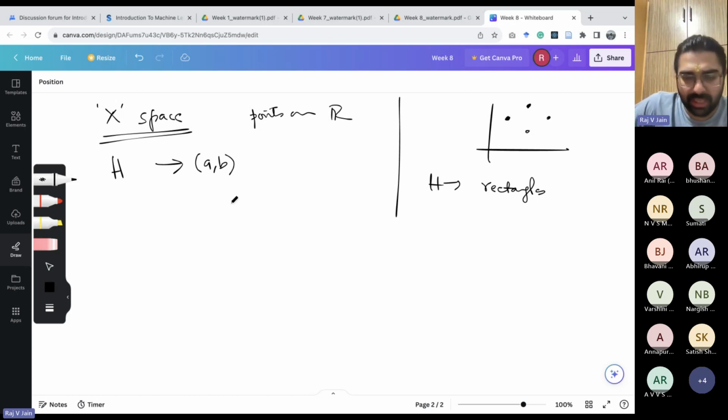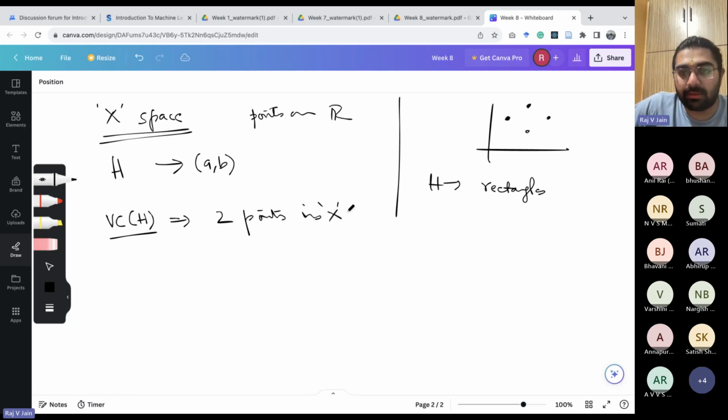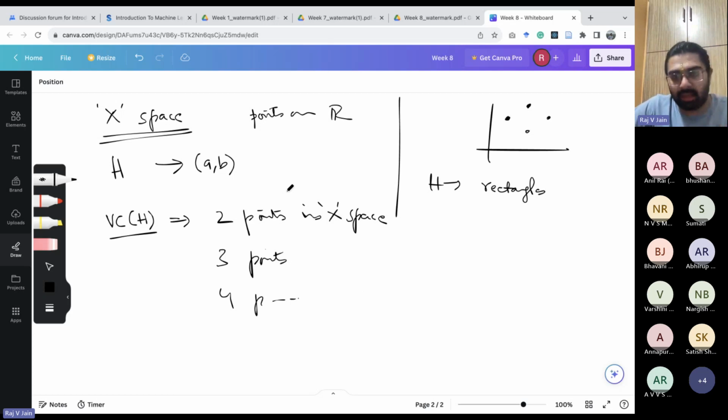Then the way you move forward: let's say you want to find the VC dimension of H. You start with 2 points in the X space. For these 2 points, can I use the hypothesis space to handle any and all possible labelings? Then you go on to 3 points, 4 points, and so on. But the story doesn't end here. On the real line there is only one sort of pattern, whereas in two-dimensional space there can be multiple patterns. So even for a single pattern, if you cannot classify all possible labelings, only then is the VC dimension less than that number of points. That's how you go about this procedure.